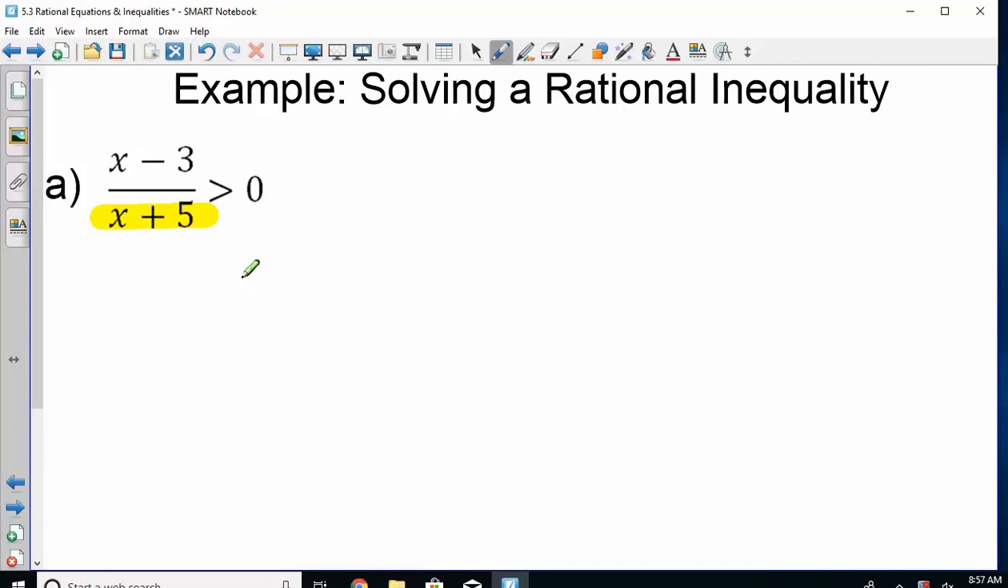So that's the first problem. We're not going to be able to just get rid of our fractions like before. Now, what we can do, our goal is going to be to set it up the way this problem starts, with the fraction on one side and the 0 on the other.